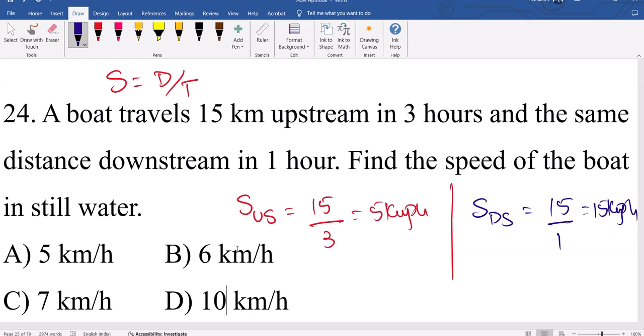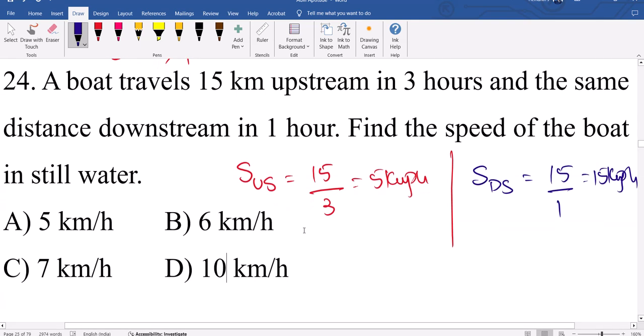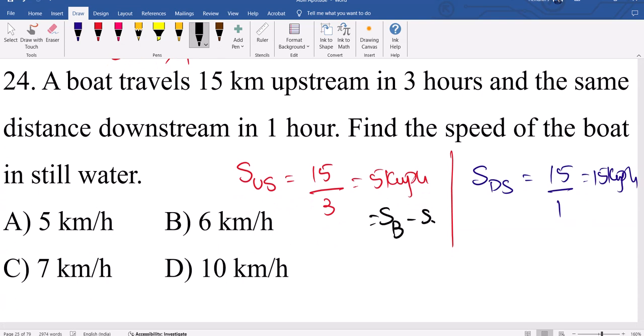If you want the speed of the boat in still water, adding these two, this is actually SB plus SS and SB minus SS. See, the boat is traveling in water. SS means water speed, speed of stream, speed of water flow. SB means speed of boat. Boat speed is calculated in water only. Always they use this tag.